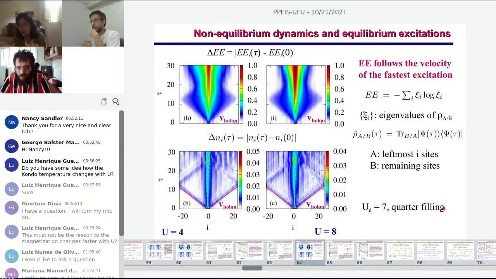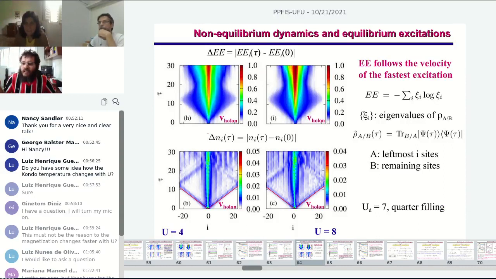Yes. Okay. So it's harder to understand why, but it seems that with a larger U, there is less fluctuation. And this would justify why it goes faster. Sorry, I interrupted. No, that's okay.